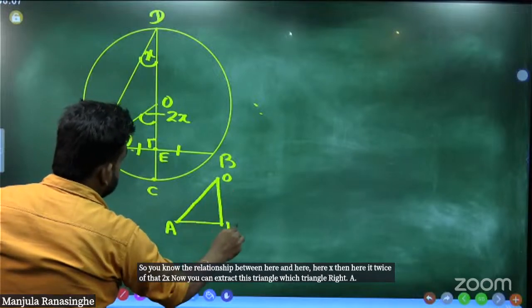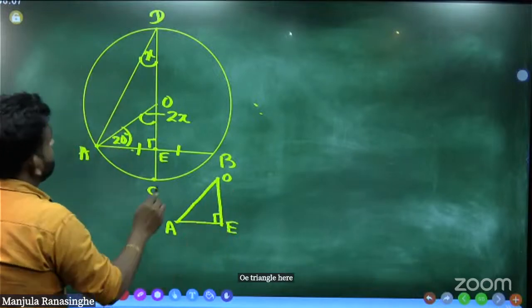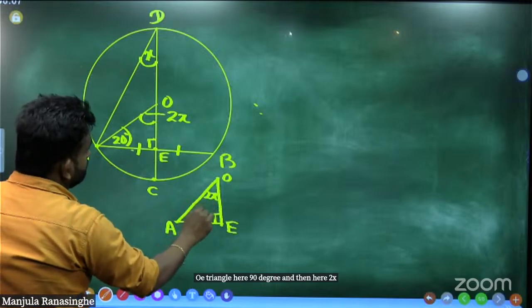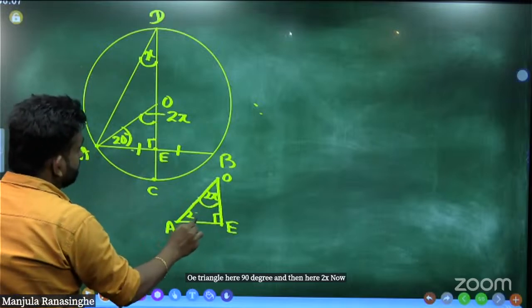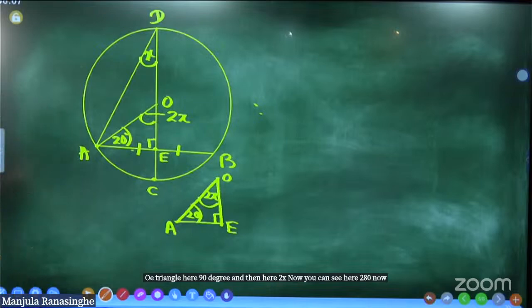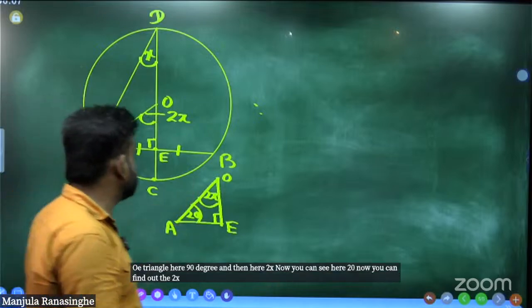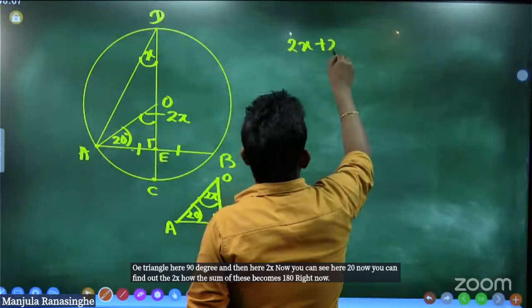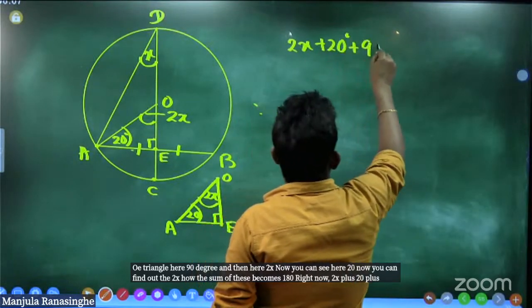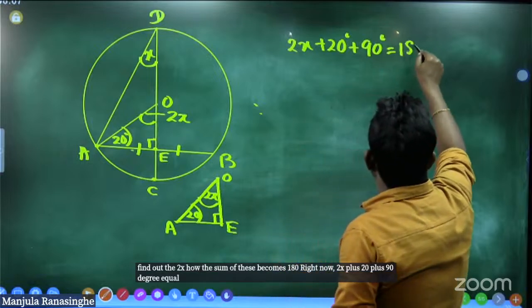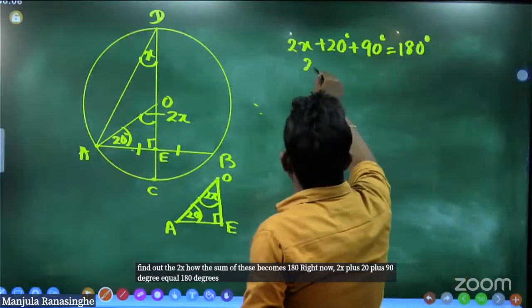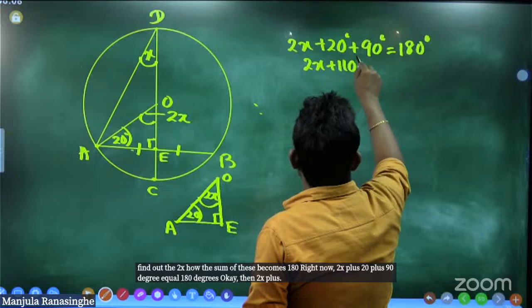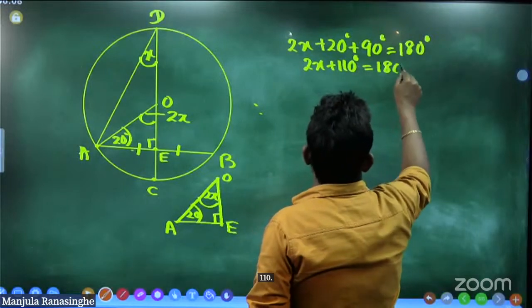AOE triangle, here 90 degrees, and then here 2X. Now you can see here 20. Now you can find out the 2X. The sum of these becomes 180. So you write 2X plus 20 plus 90 degrees equals 180 degrees. Then 2X plus 110 equals 180 degrees.